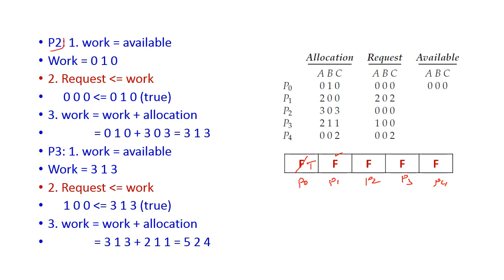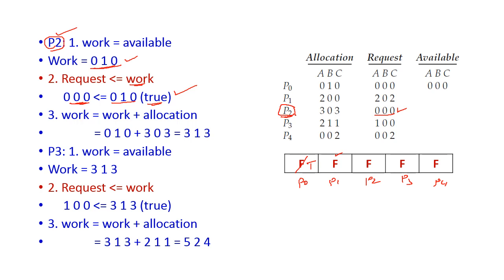Now let us take this P2. Process 2 is here. Current available resources are 0, 1, 0. Now what is the request of P2? The request of P2 is 0 only. Okay, request is 0. What is the current available resource? 0, 1, 0. So this is of course less than or equal to the work. Hence the condition is true.